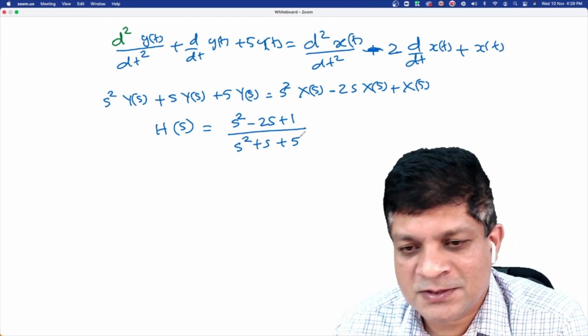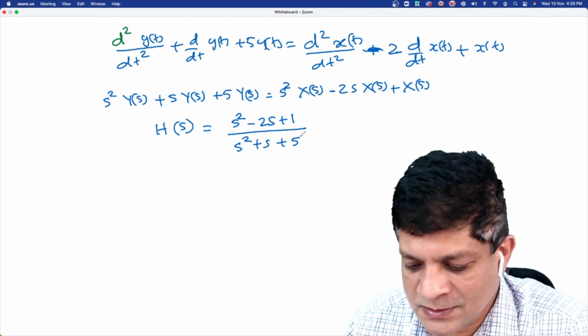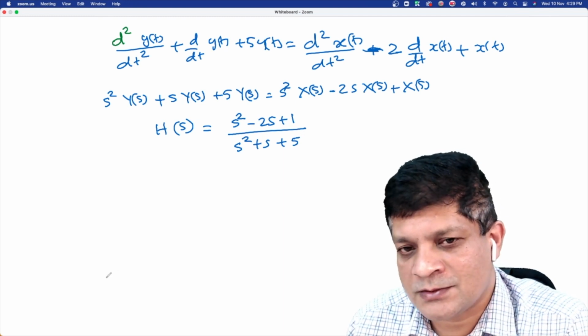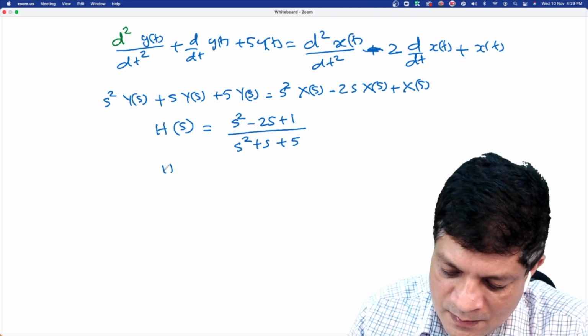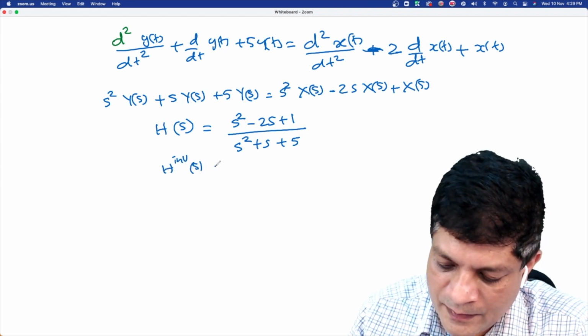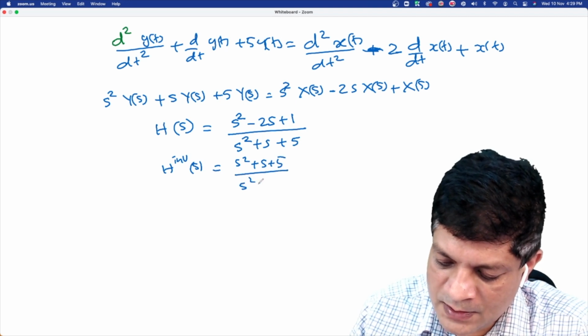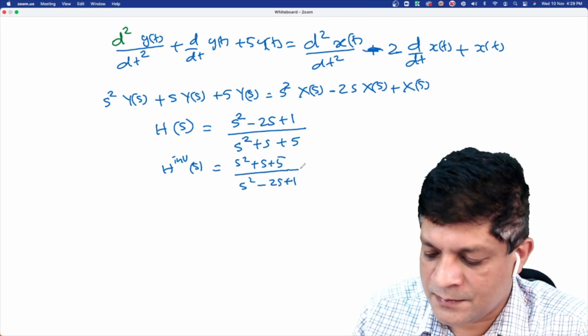Now this is the system, and this is called the system function. What is the inverse system function, the system function of the inverse system? It is the reciprocal, that is s square plus s plus 5 divided by s square minus 2s plus 1.